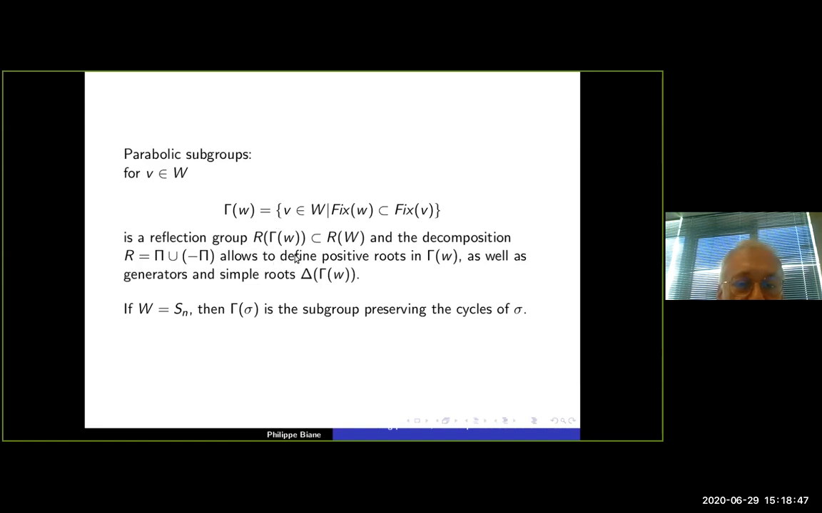Okay, so now the set of roots of this group is included inside the set of roots of W, and the decomposition of R into positive and negative roots induces a decomposition into positive and negative roots in this subgroup as well. And now you can define generators and simple roots of this parabolic subgroup. So it makes sense to look at the roots and the simple roots of this parabolic subgroup. When W is a symmetric group and sigma is a permutation, then gamma of sigma is just a subgroup which preserves the cycles of sigma.